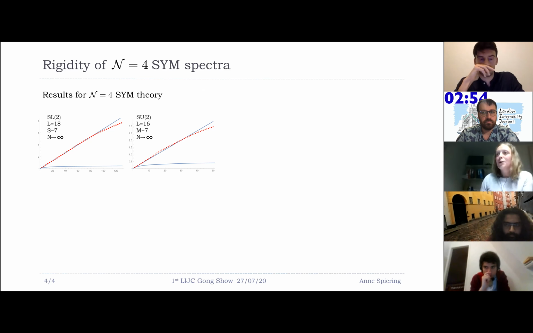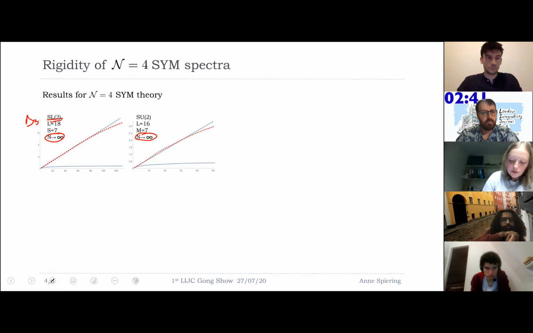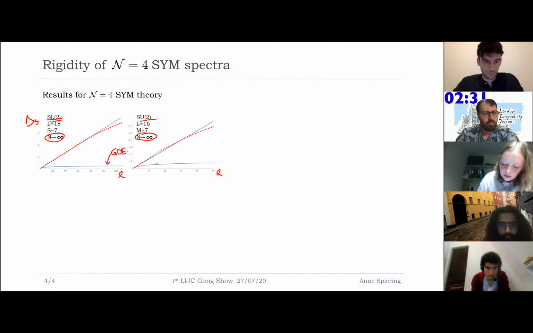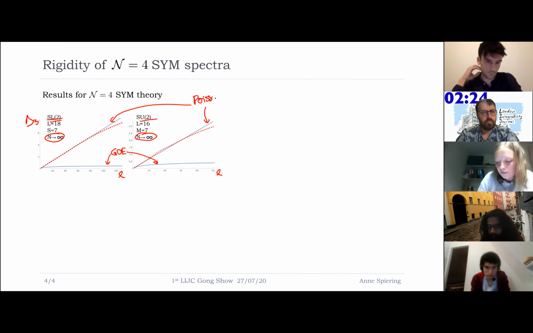We computed numerical spectra and then computed the spectral rigidity. And those 2 plots here show the spectral rigidity first in the planar limit, so for n going to infinity, in the SL2 sector and in the SU2 sector. Now I rescale this plot a bit down here. This is actually the GOE curve. So this is again L. And this is here this L/15 for the Poisson distribution.